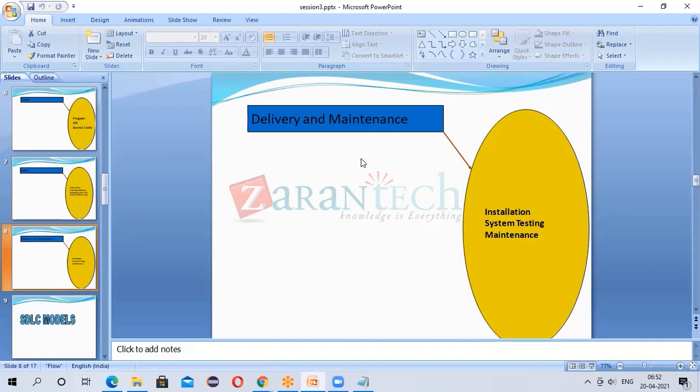How are we going to deploy? Deploy means deliver. You should have some process to deliver. That process is called delivery and maintenance. You should give service to the customer, right? Once you have delivered your application, you should give service. That is called maintenance. The delivery process is defined as delivery, and service is defined as maintenance.